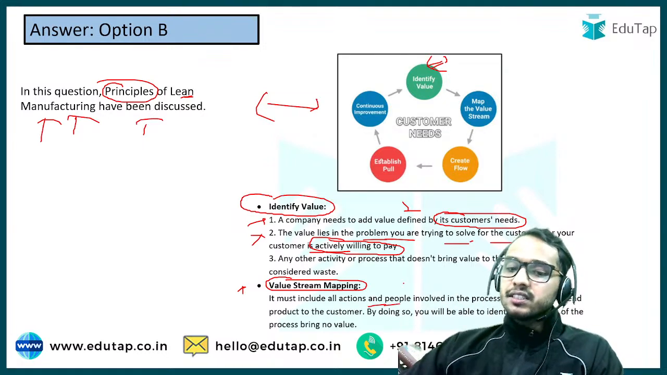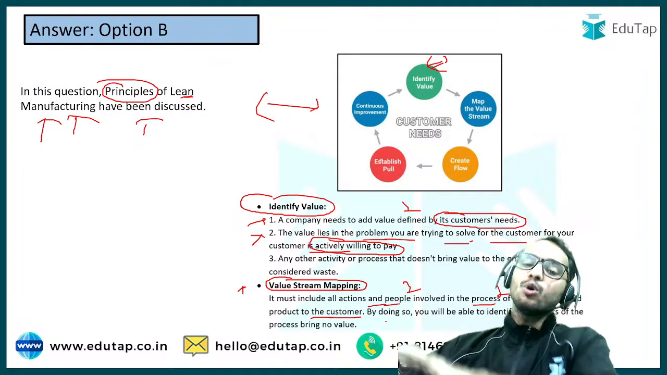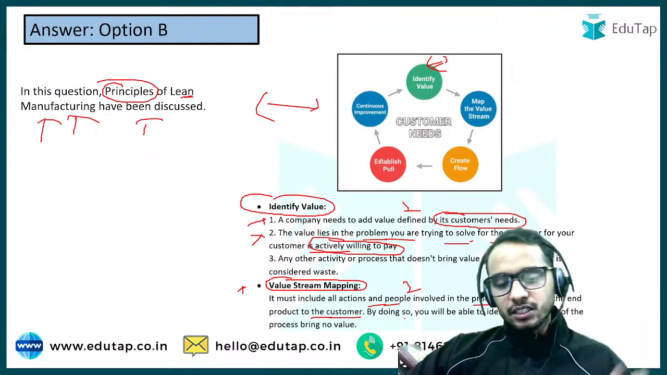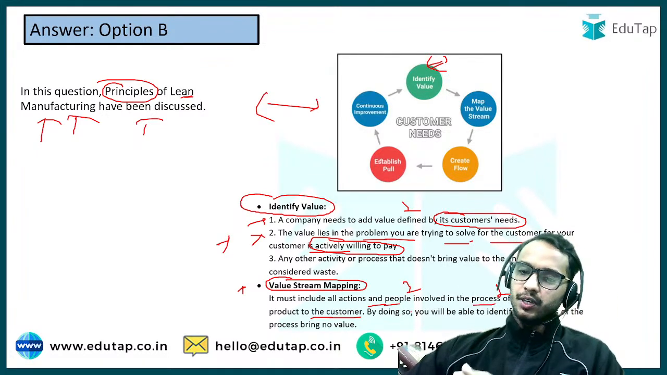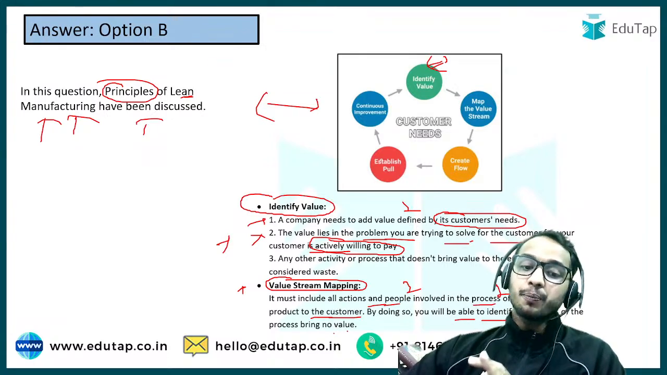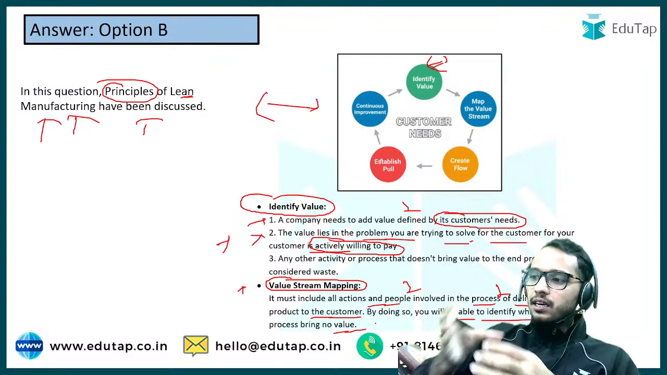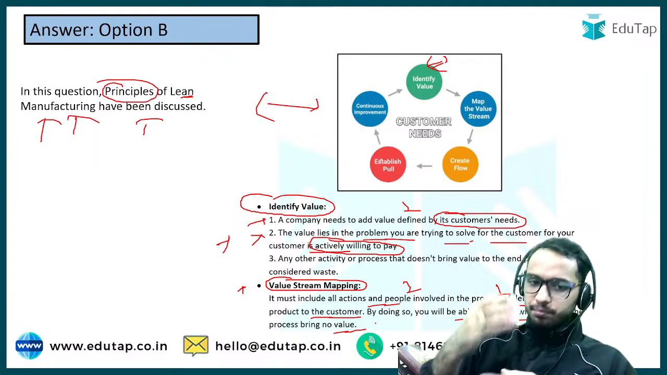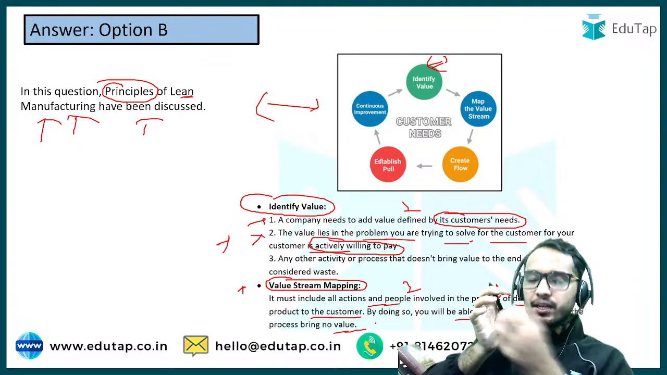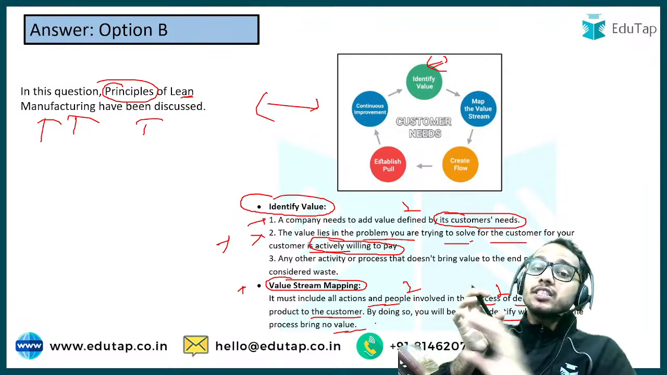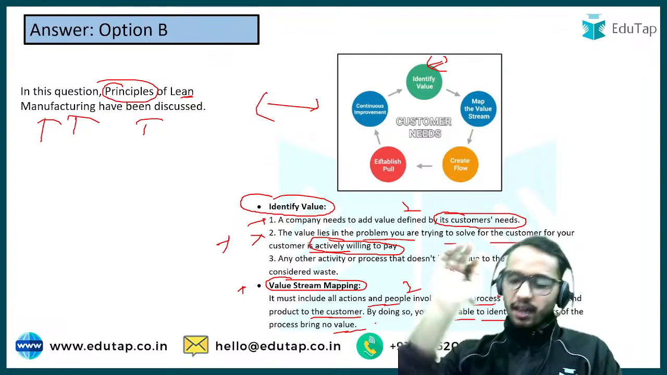So all the actions and people involved in the process of delivering the end product to the customers. You need to include all the people, all the actions that are needed to give this value to the customer. Okay? And after this you will be able to identify what part of the process brings no value, so that you can eliminate that. Now you have mapped your values to the actions, right? You have different values, you have mapped them to different actions. The actions which are not giving any additional value, you are going to eliminate. So value stream mapping is another principle.